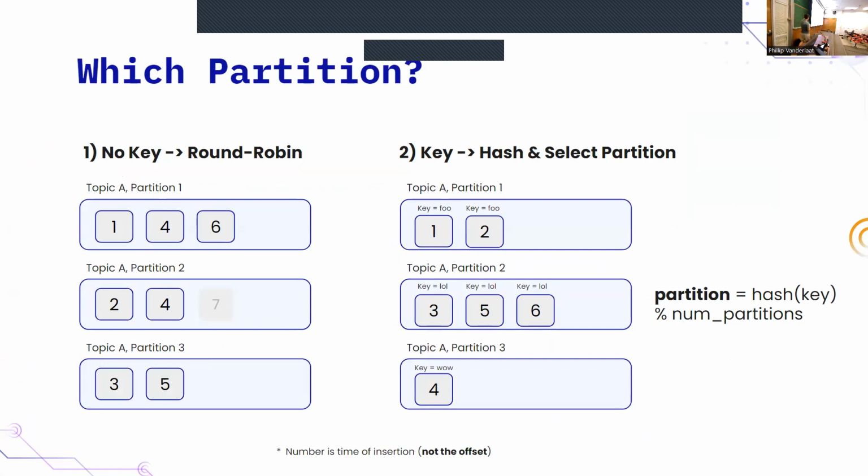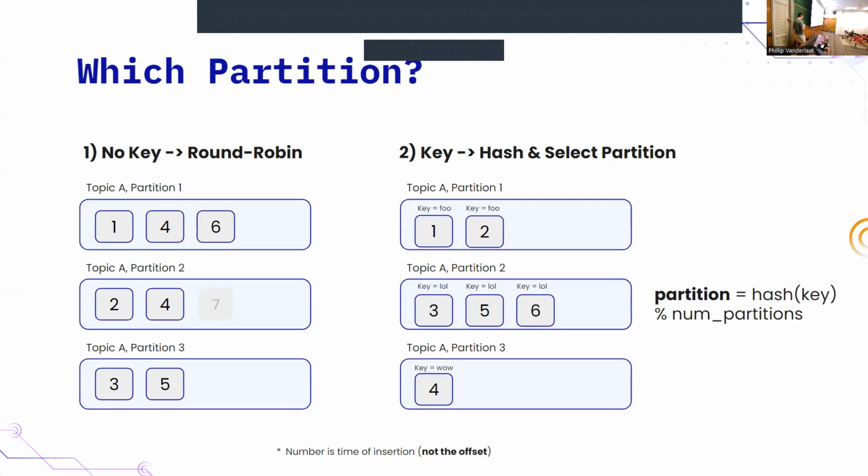So you produce to topic A. These are not offset numbers. These are just the time of insertion. Okay. So first you go to partition 1, then partition 2, then partition 3, et cetera. Now, if you put a key, then you usually go through a formula to calculate which partition you go to. Usually you hash it, then you do some modulo number of partitions.